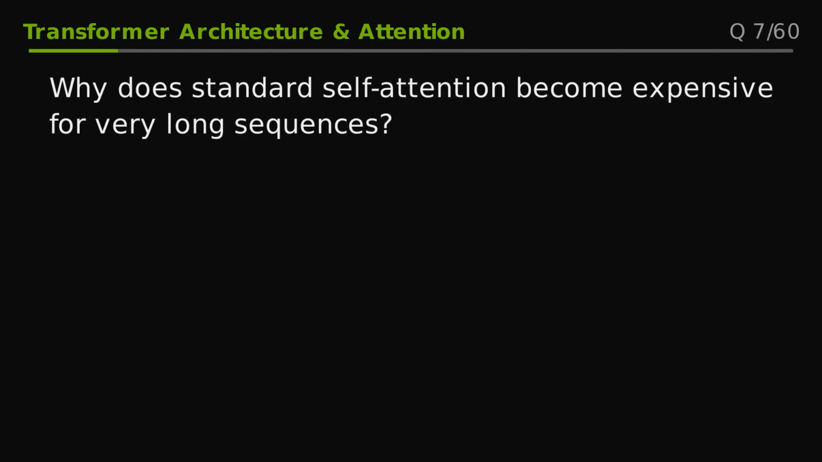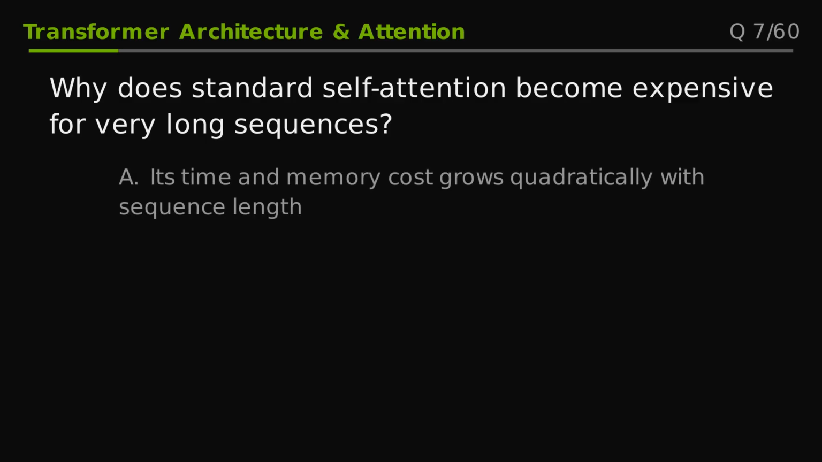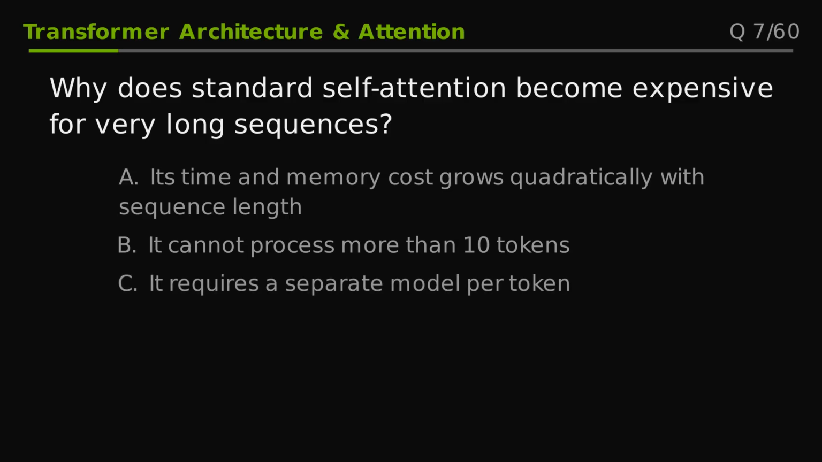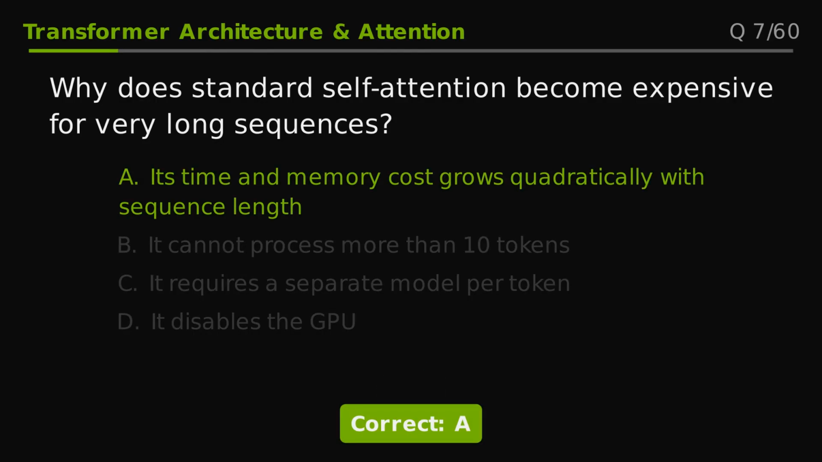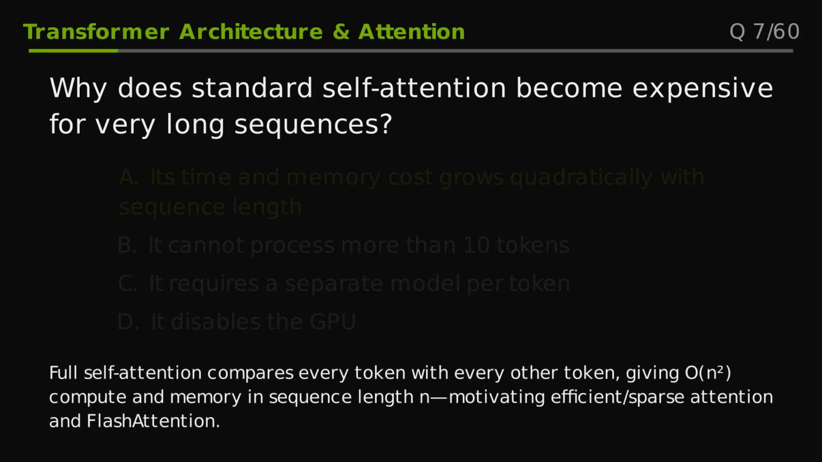Question 7. Why does standard self-attention become expensive for very long sequences? Option A. Its time and memory cost grows quadratically with sequence length. Option B. It cannot process more than 10 tokens. Option C. It requires a separate model per token. Option D. It disables the softmax. The correct answer is A. Full self-attention compares every token with every other token, giving O(n squared) compute and memory in sequence length n, motivating efficient variants like sparse attention and flash attention.